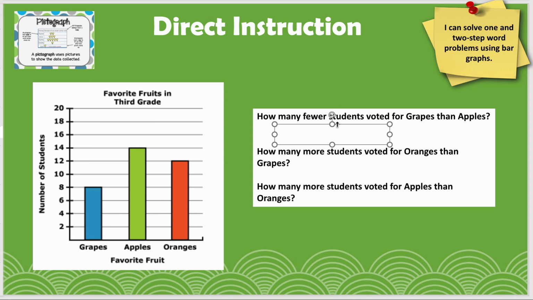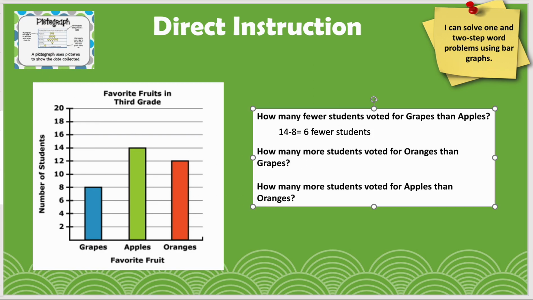First, we need to see which one had the bigger number, grapes or apples. I see that apples was greater, so apples will go first in my equation. 14 minus grapes is what's going to give me my final answer. 14 minus 8 is 6. So 6 fewer students voted for grapes than apples.